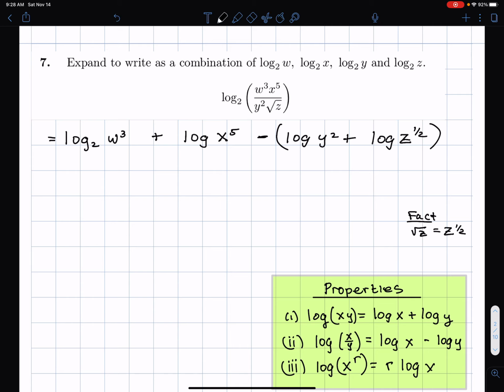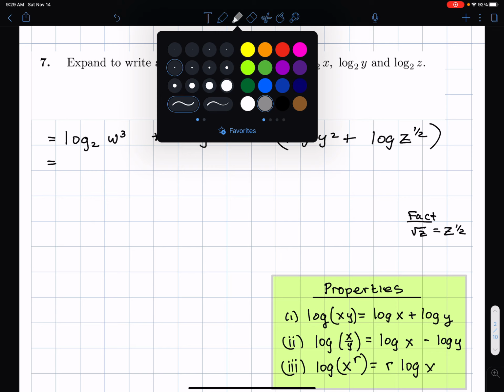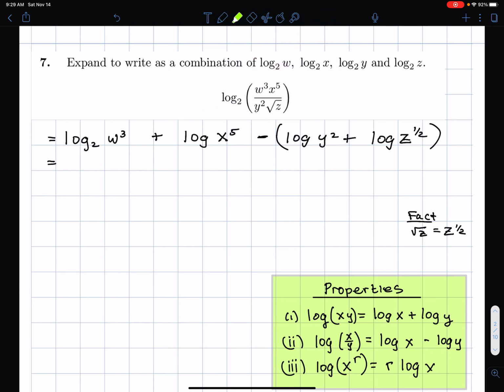I usually shorten this, and I don't think about this intermediate step. All I think is, if it's in the bottom, in the denominator, it gets a minus in front, because we're going to see that negative distributes. I'll do that in the next step. But now let's go on to dealing with these powers here, the exponents. Let's bring those to the front.